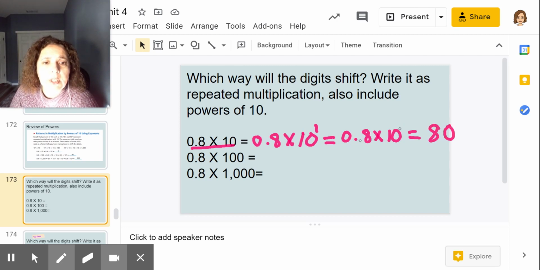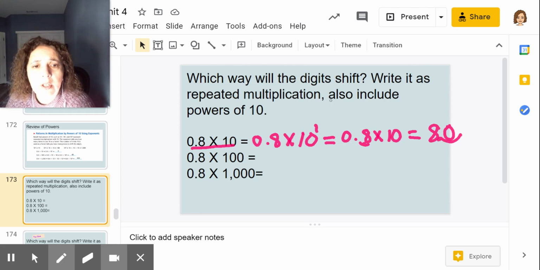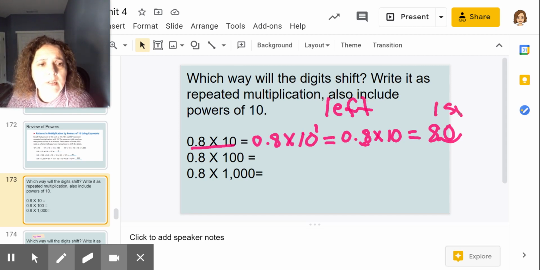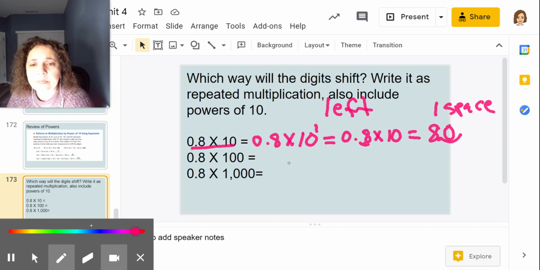Good. How many decimal places? 1, 1. So how many places did it shift? 1 place, and it shifted to the left. So these are all going to shift to the left. And this one shifted 1 space. Okay, let's look at the next one. Let me change my pen color.